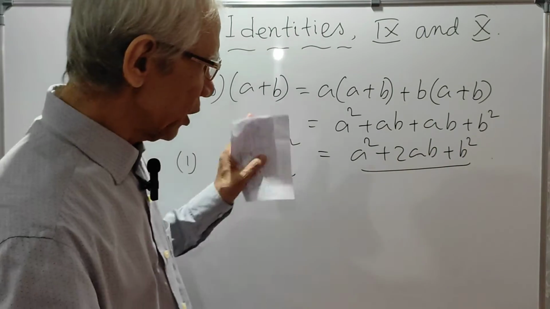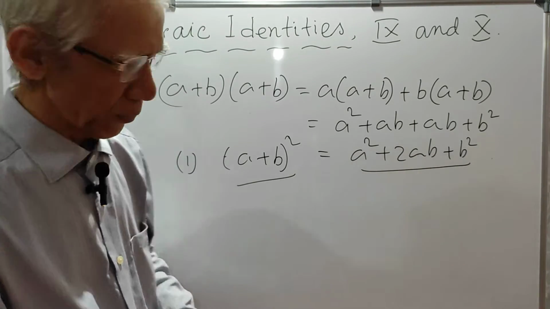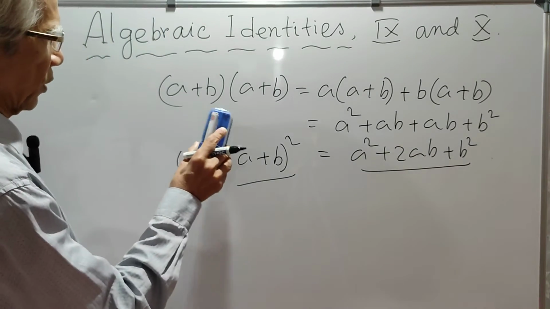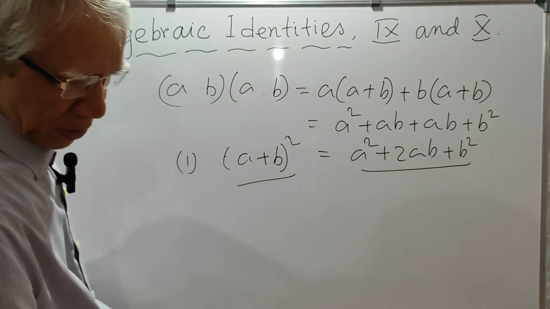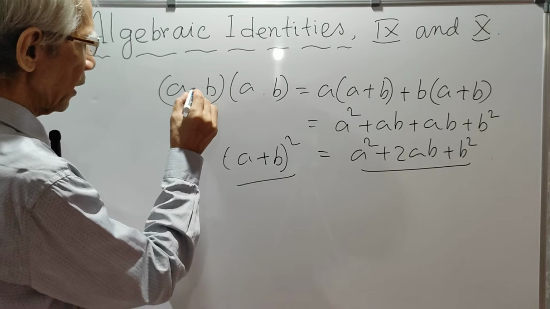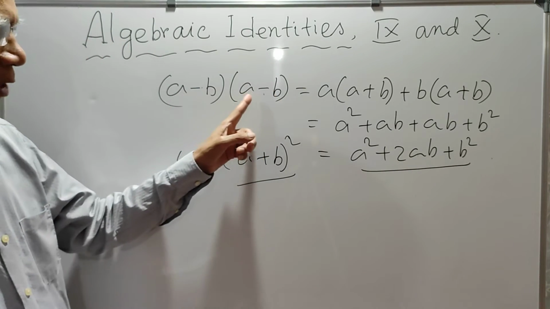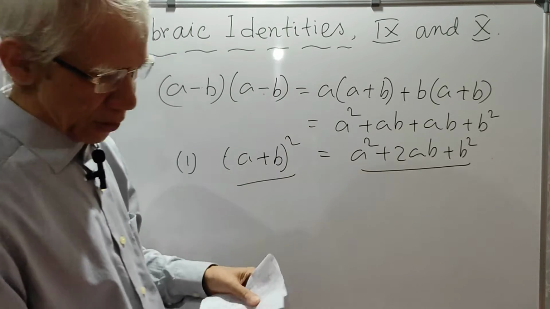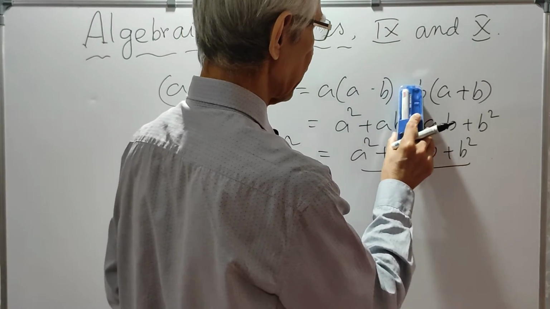All right. So this way I am going to discuss all the 15 identities and derivations. So this is the first identity we got. Now the second identity is obtained when you multiply a minus b and a minus b. A minus b into a minus b.